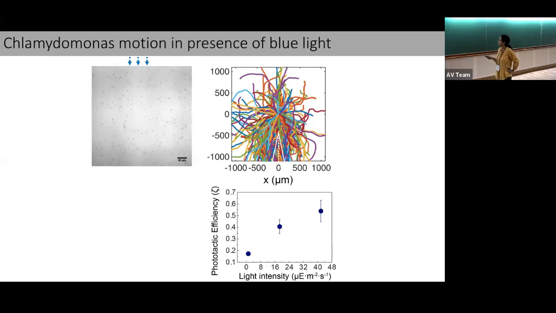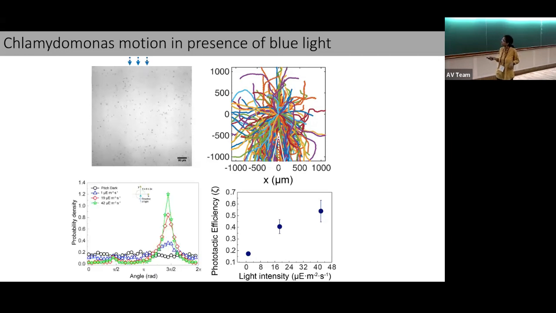And this efficiency increases with light intensity, as you would expect, that if there is more light, the cells would do much better. And you can plot the probability density of these trajectories as a function of angle. And so black is when it is pitch dark, so all directions are equally probable. And then directionality picks up as you increase the intensity.